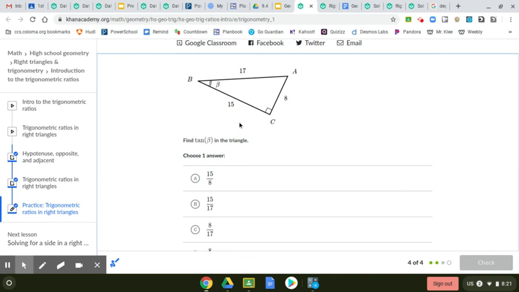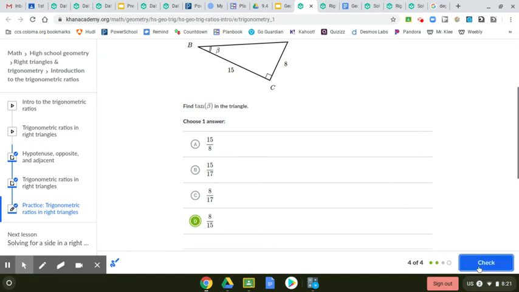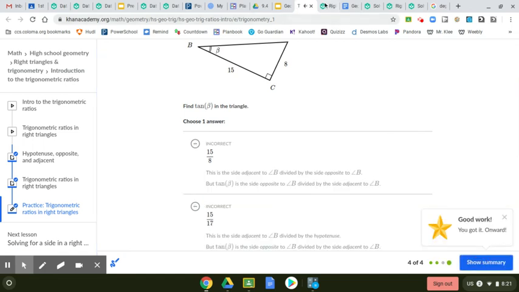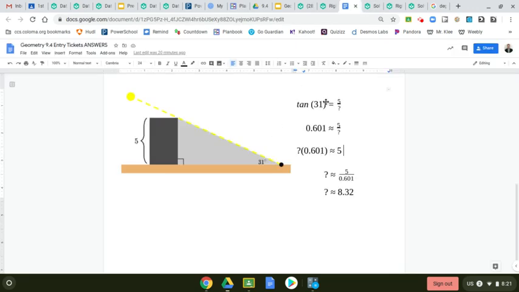The easiest thing you'll have is, hey, here's angle B. What's opposite? 8. What's adjacent? 15. You're going to choose 8 over 15. You'll hit check, and you're correct. The other thing you might get is a story problem such as this one. 5 is opposite that 31 degrees. You're trying to find this adjacent distance if you read the story problem that's here. So the setup, I know 31 degrees. 5 is opposite. I want to divide by the adjacent.